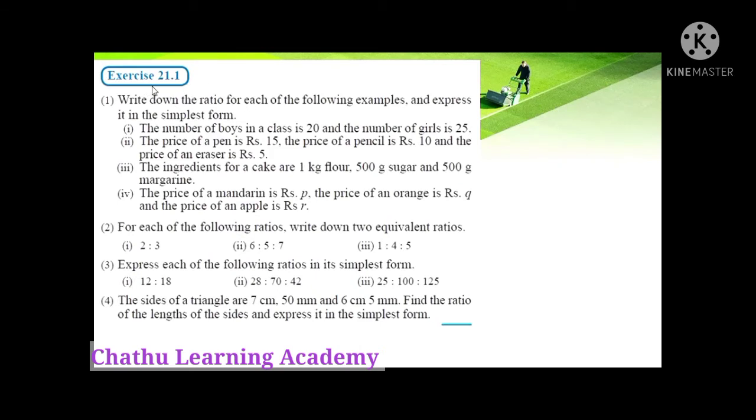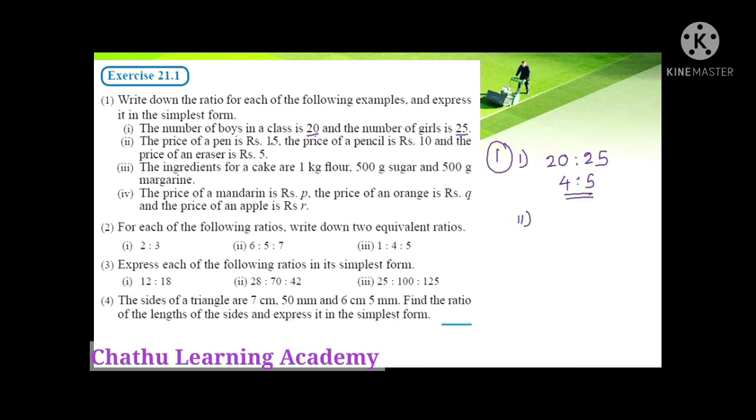Now we will see exercise 21.1. Write down the ratio for each of the following examples and express it in the simplest form. You want to write the ratio as well as its simplest form. Okay. First question, first part. The number of boys in a class 20, number of girls 25. Then what is the ratio? 20 to 25. And we want to find the simplest form. Then what is the HCF of these two values? It's 5. We want to divide these two values by 5. Then this is the simplest form.